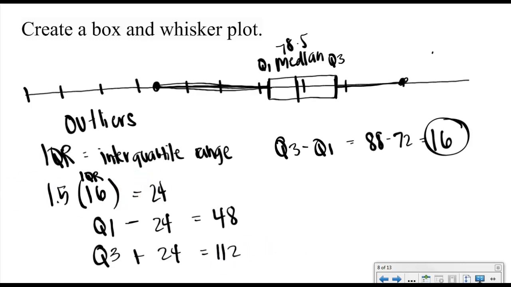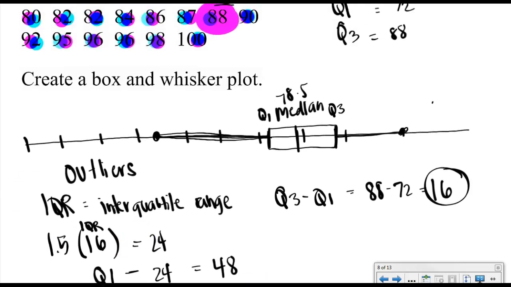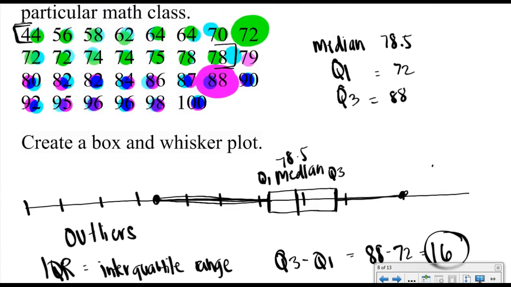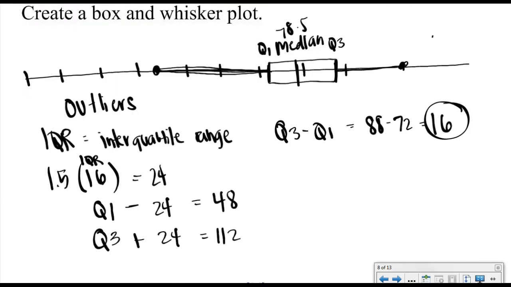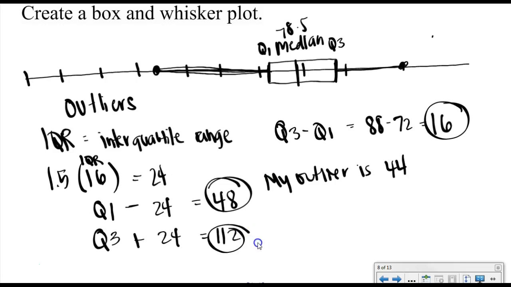Okay, so now I go back to my data points, and my lowest number was 44. So that does not work here. So I do have an outlier. So my outlier is 44. And up here with 112, my max value is 100. So I don't have an outlier here. So when I have an outlier, I'm basically saying that this number could skew my data.